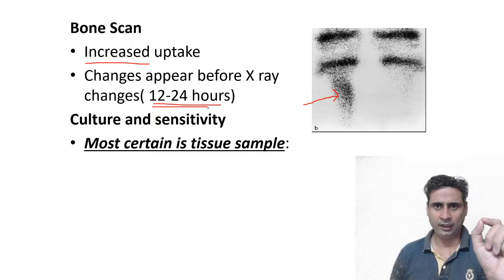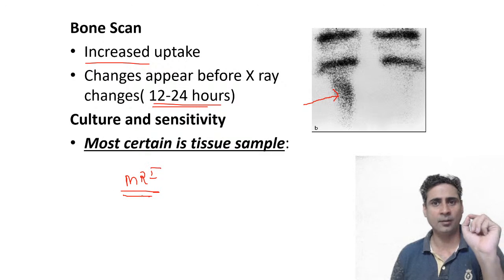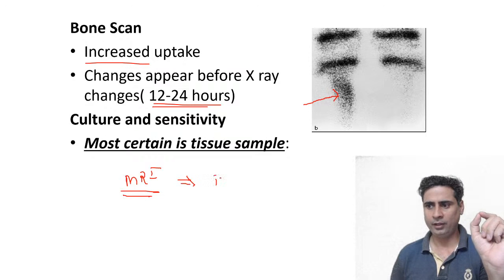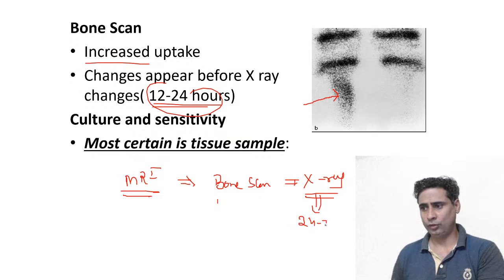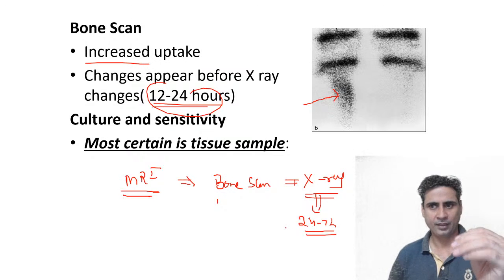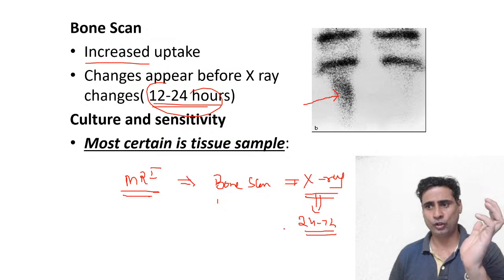So in radiological investigations, the first test to become positive is MRI at around 6 hours, which is the most sensitive radiological investigation. Then it will be bone scan, and finally X-ray, which is the least sensitive investigation. Bone scan will be positive in 12 to 24 hours. X-ray will be positive around 24 to 72 hours when there is loss of soft tissue planes. Okay, so these are the radiological investigations in acute osteomyelitis.